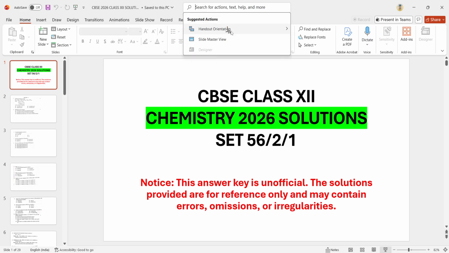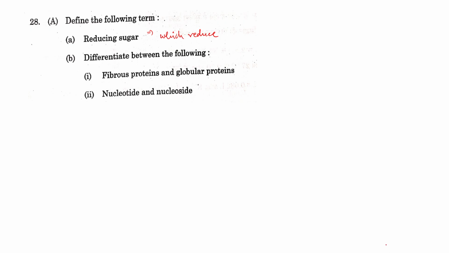Question number 28. Reducing sugars. Simple question. Sugars or carbohydrates which reduce Tollens' or Fehling's solution. Like all these monosaccharides we have: glucose, fructose, and all.